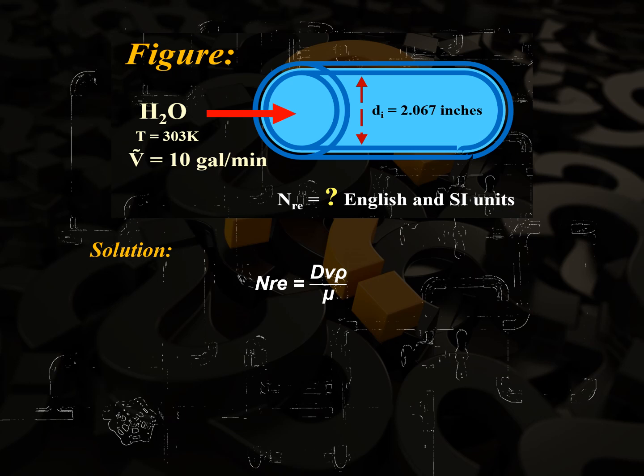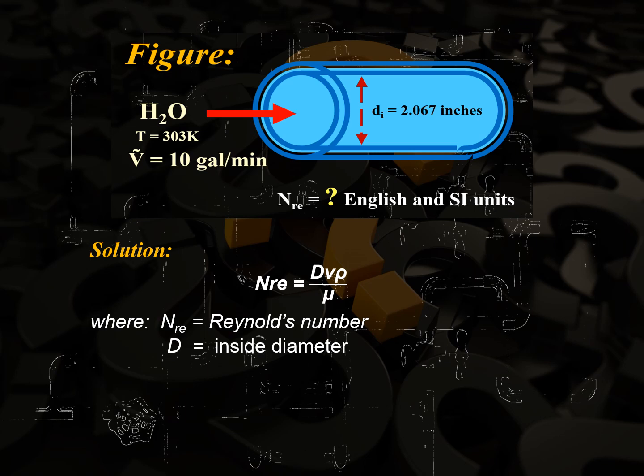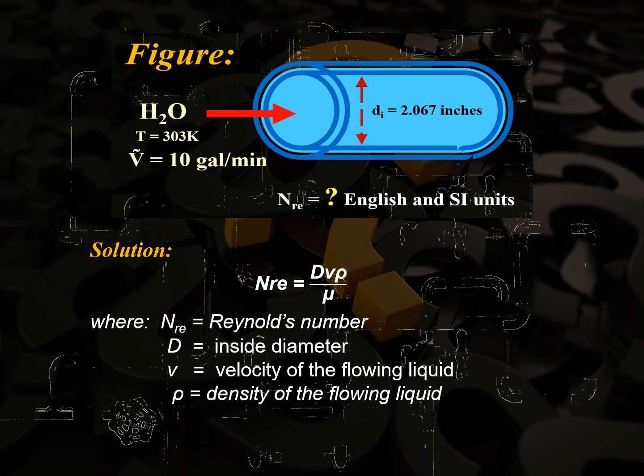Then define the variables or cite your sources. This is necessary in unifying the interpretation of the equation. Thus, as I've already discussed, NRe is the Reynolds number, D is the inside diameter, V is the velocity of the flowing liquid, density, that is your rho, of the flowing liquid, and mu is the viscosity of the flowing liquid.